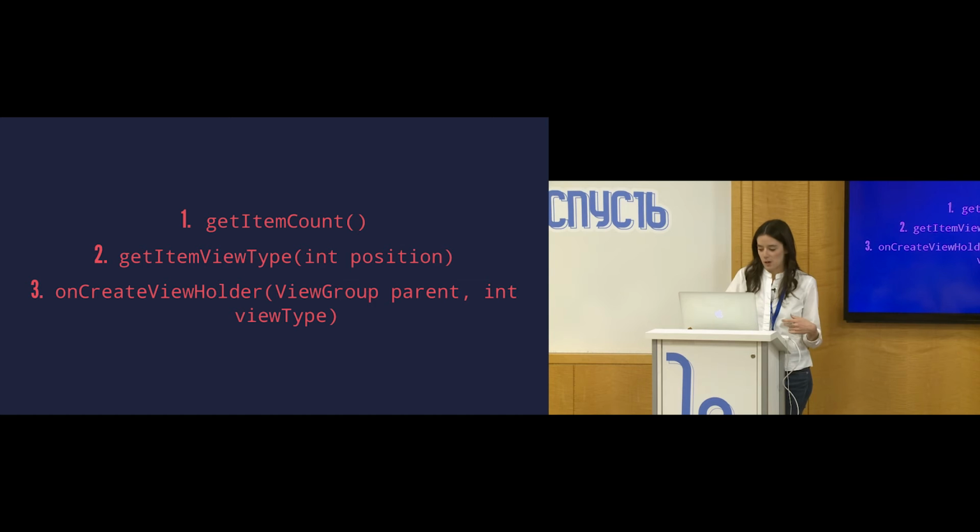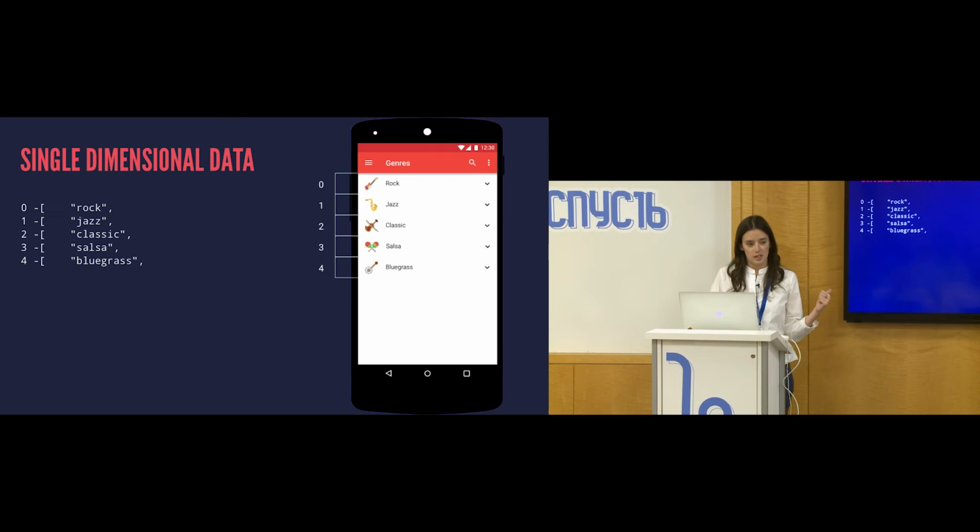So if we go back to our app as an example, we can start to look at how these methods are executed. This is all of the genres collapsed. On the left, we have our data, just 5 genres, and on the right, you can see them all collapsed. Notice here how the view indexes and our data indexes match up perfectly. That's a very pleasant visual experience.